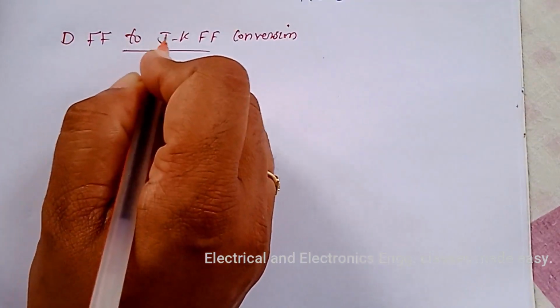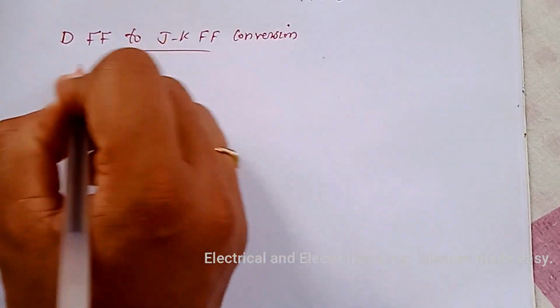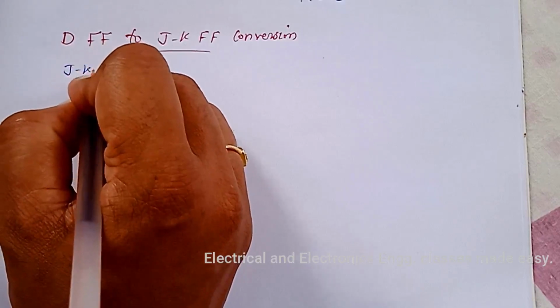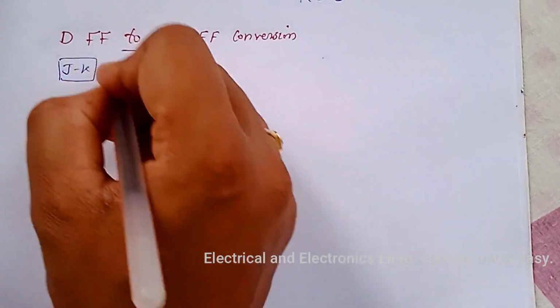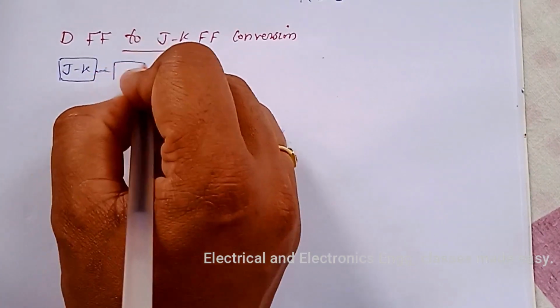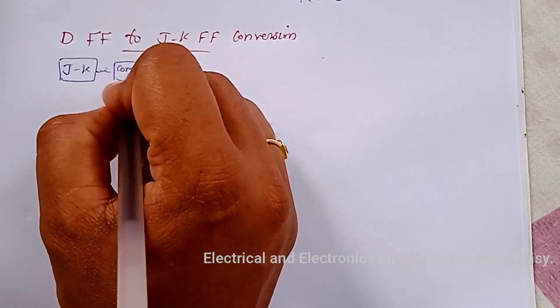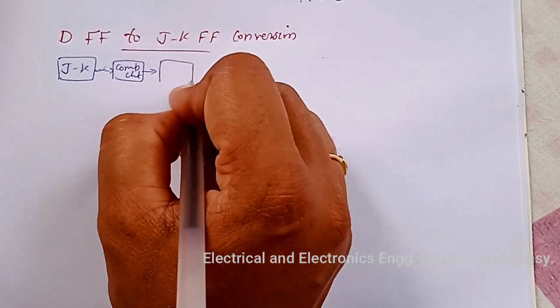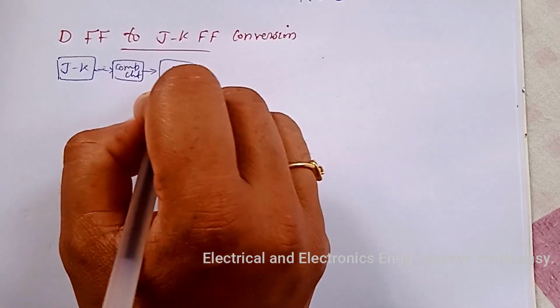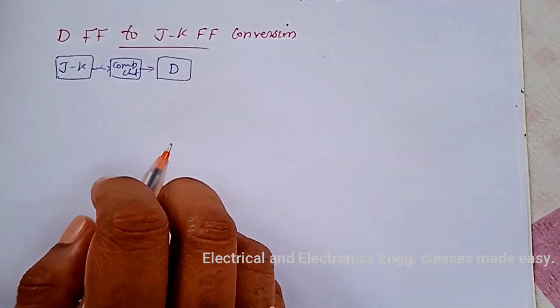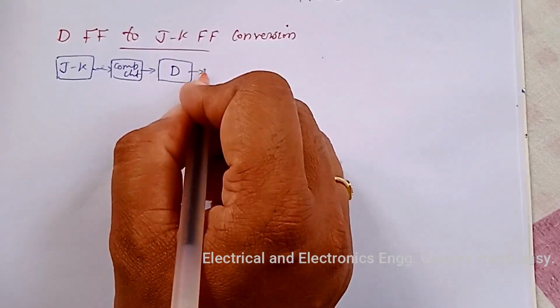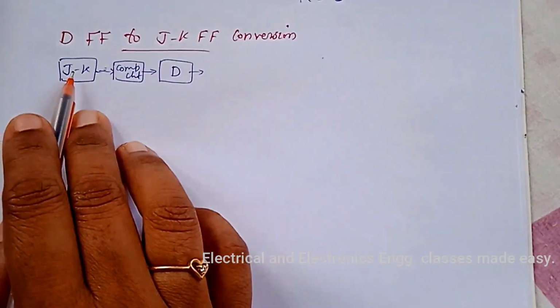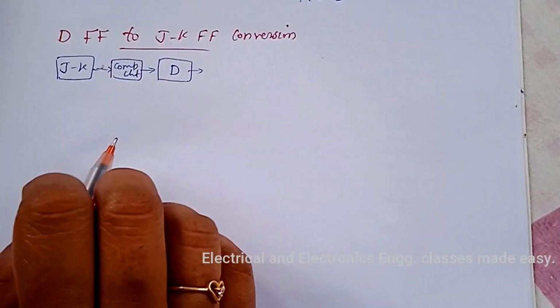So here the required flip-flop is JK flip-flop. Then there will be a combinational circuit whose outputs are given to the actual flip-flop. Here it is D. And whose output will be the required flip-flop's output.